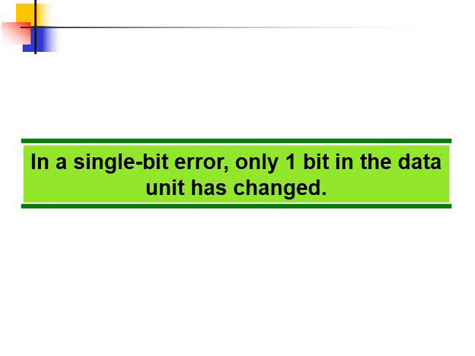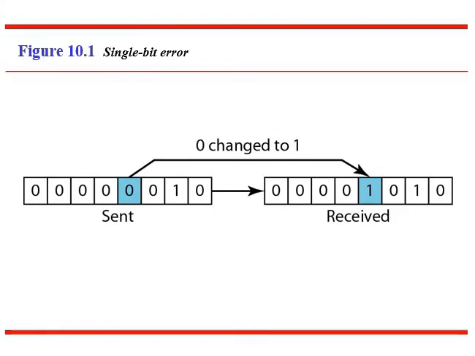Single bit error means in the complete information only one bit has been changed, either from 0 to 1 or 1 to 0. So this is an example. This is my information sent and this is the received information. So this 0 bit is going to be changed. 0 becomes 1. This is called a single bit error.